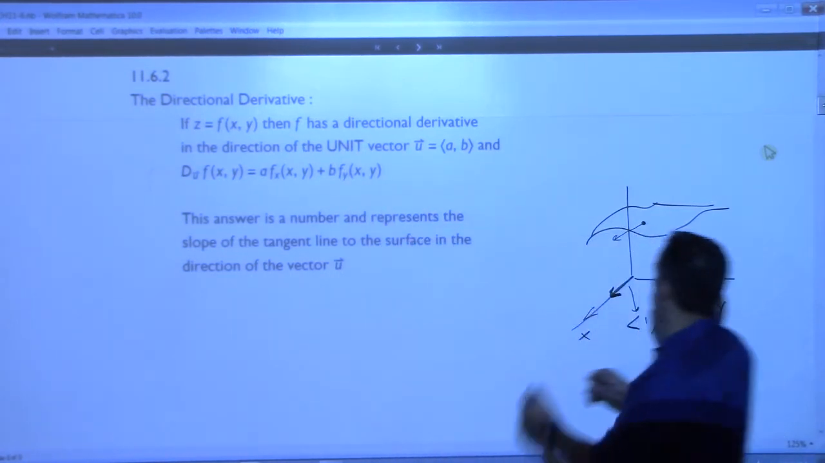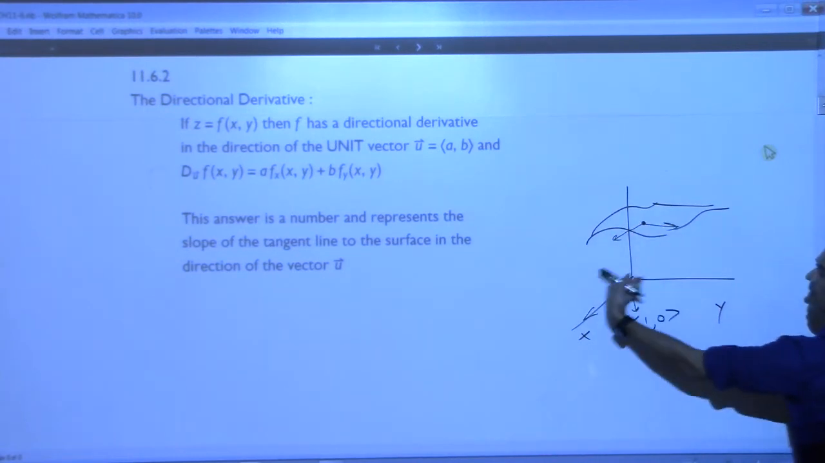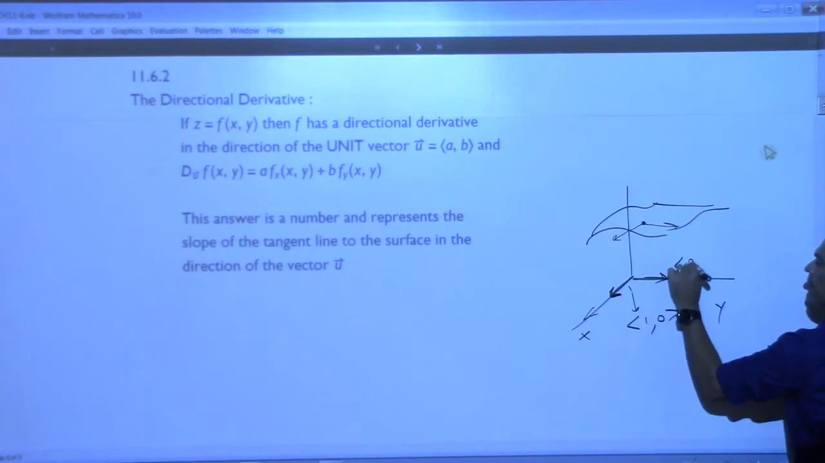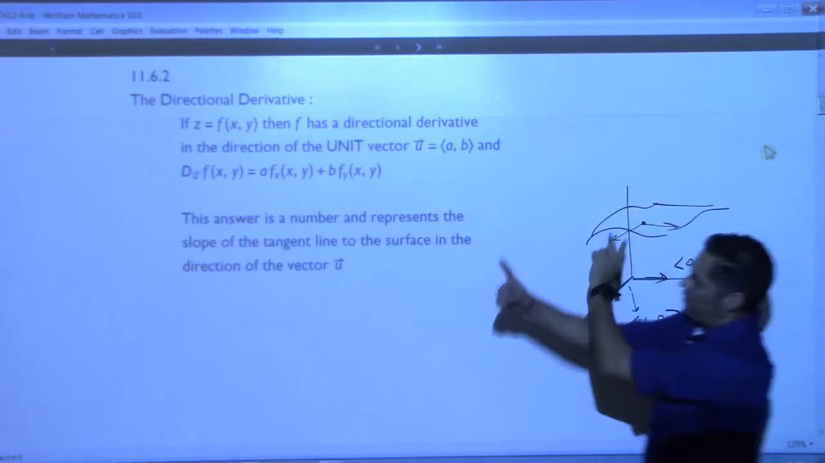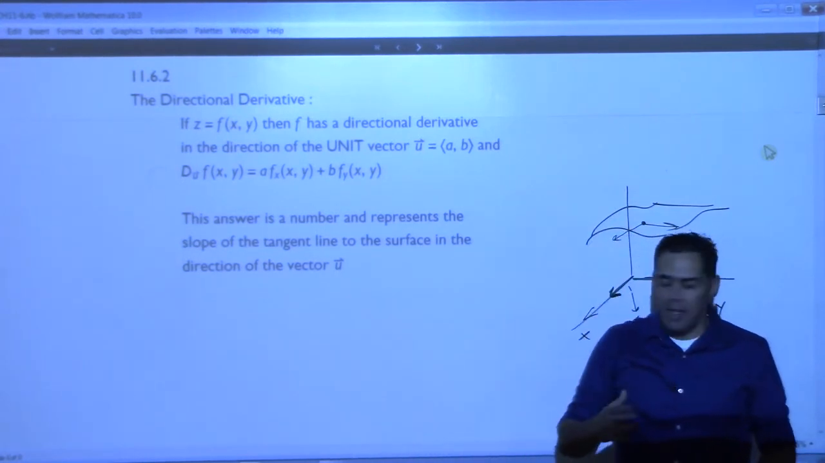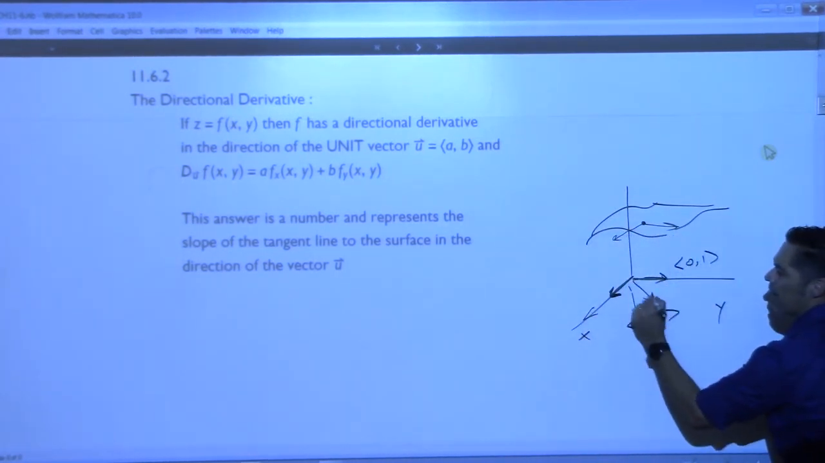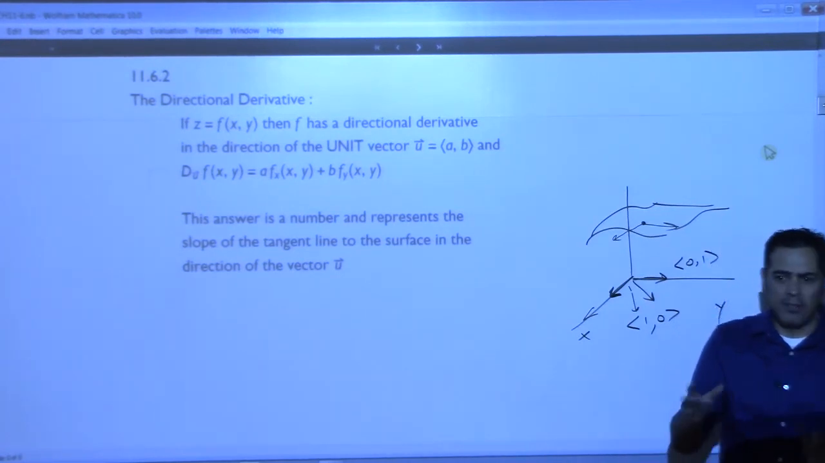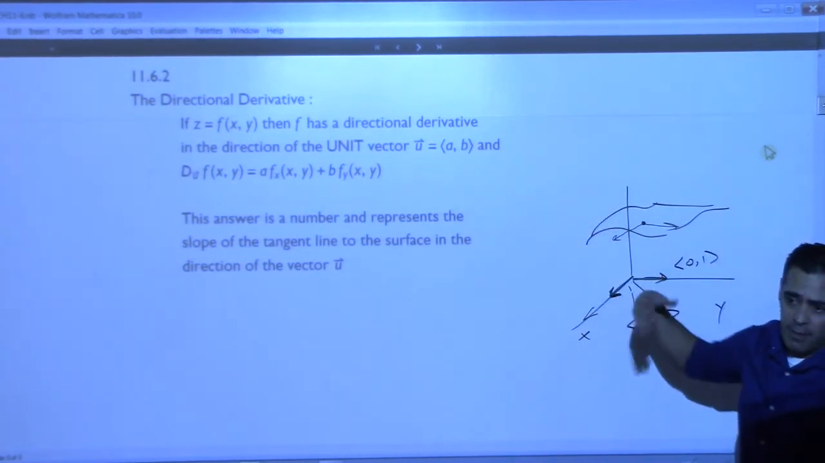Now, if you point the other direction, down the y, then the unit vector down that way is the vector 0, 1. That changes places, and that goes away. Now you're just looking at the partial with respect to y. Any vector pointed in any other direction is just some combination of those. Does that make sense? So this is actually a more general formula than the ones we started with.